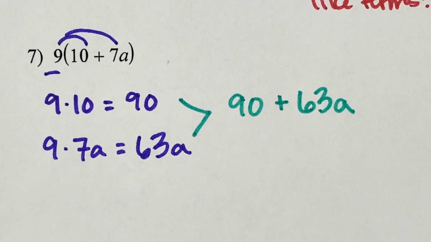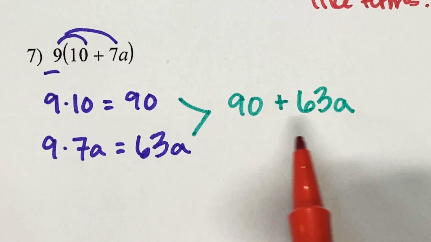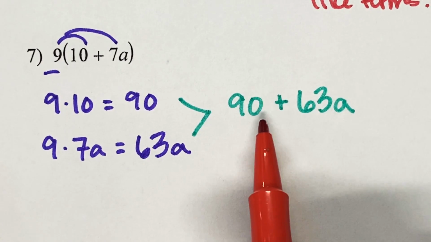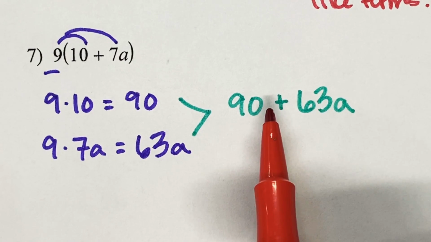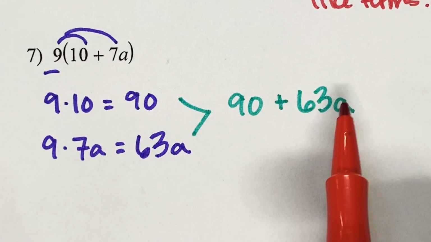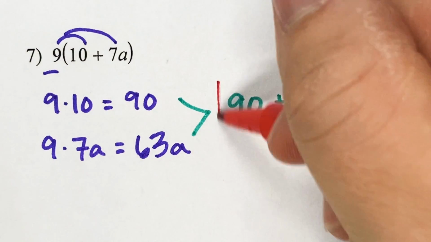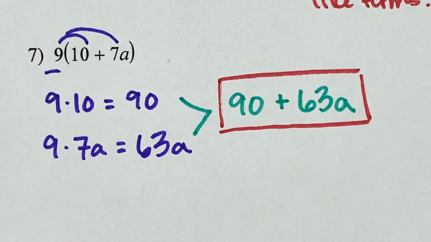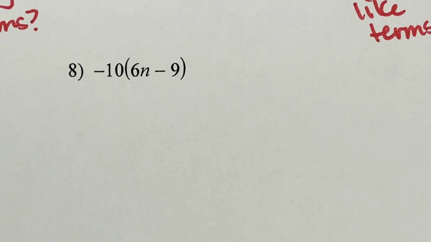Okay, so now we can ask, are these guys like terms? Can I combine them? Can I simplify them anymore? So the 90 does not have an a, but the 63 does have an a attached, so they are not like terms. So that is as simplified as it'll go. Good job.